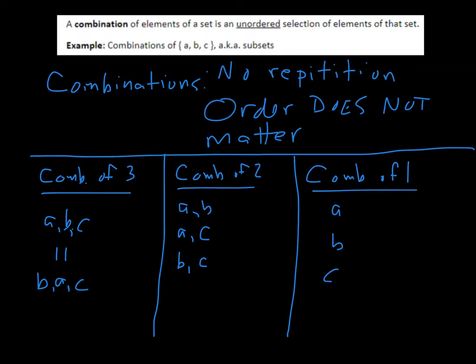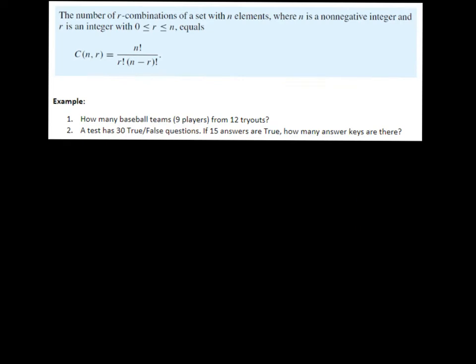And when that happens, we need the following formula. So the combination of a set with n elements, where n is a non-negative integer and r is a number between 0 and n inclusive. Okay, this is combinations of n objects chosen r at a time.